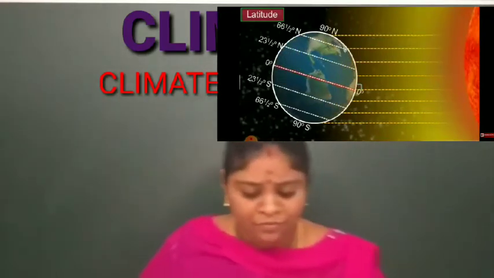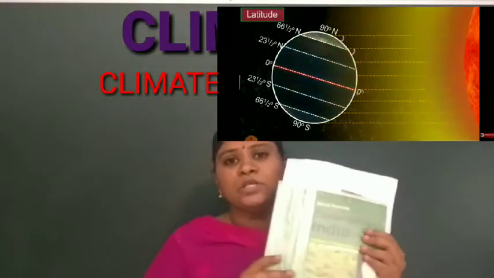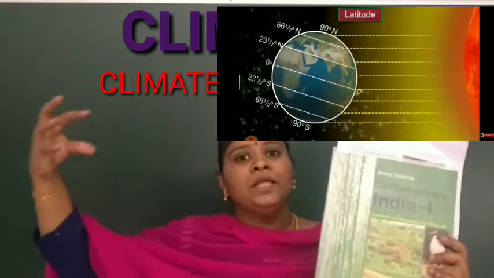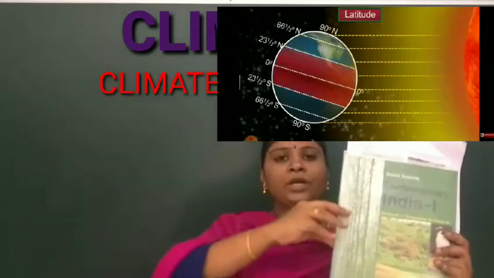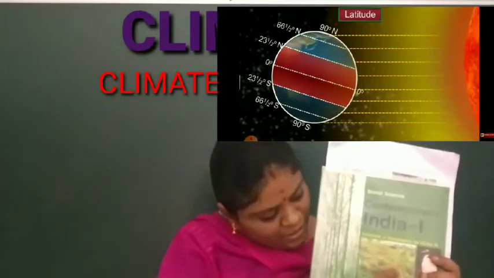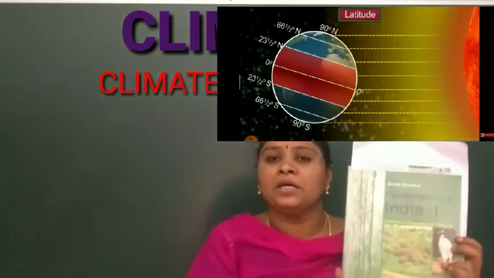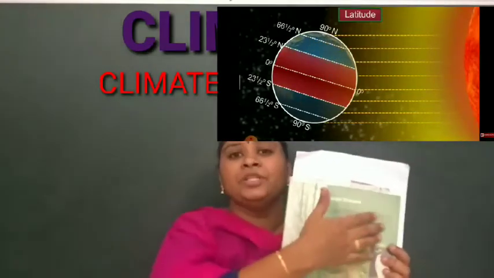For example, I have your book. I am focusing a light. So what happens? If I focus from here, the light will be up to here, and it may even reach up to this area. But you can find these areas will be darker. You know why? Because the sun rays have not reached them.